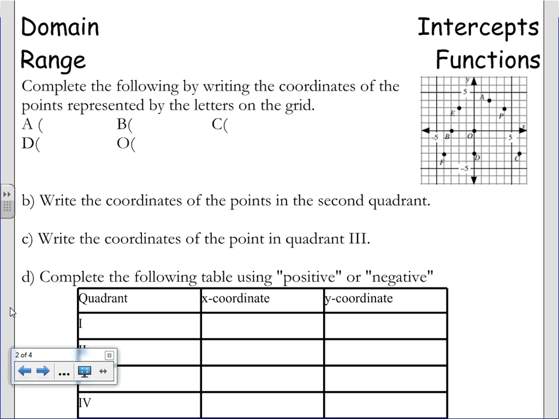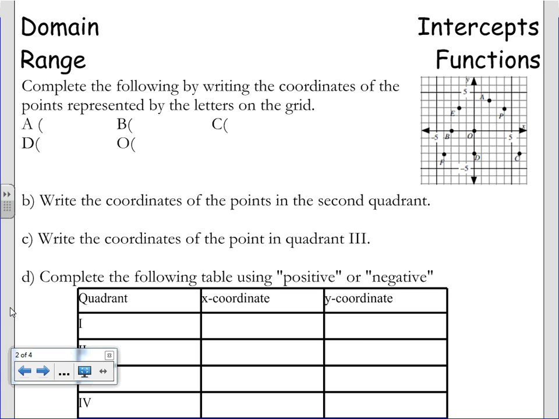Everybody good? For B, you should have had -3 because you went to the left, and 0 because you didn't go up or down. For C, you should have had 6 and -3. You went 6 to the right and down 3. For D, you should have had 0 because you didn't go left or right, and -3. And for O, 0, 0. That's right on the origin. We call that point the origin, right at center.